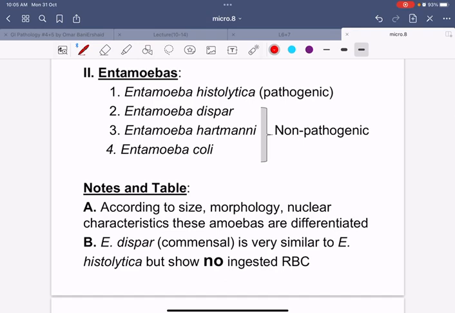Entamoeba, the first one is Entamoeba histolytica, the pathogenic one. But there are other Entamoebas which are non-pathogenic, Entamoeba dispar. Entamoeba dispar is very similar to Entamoeba histolytica.